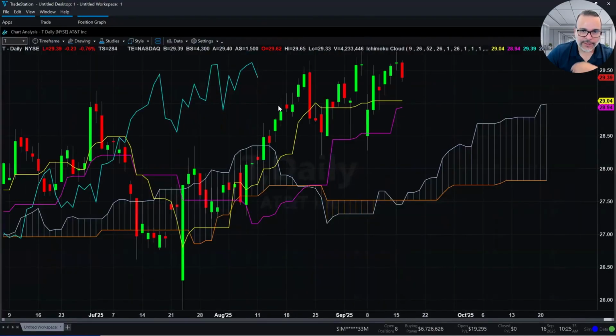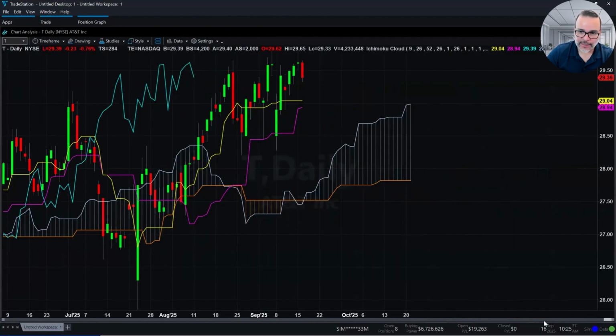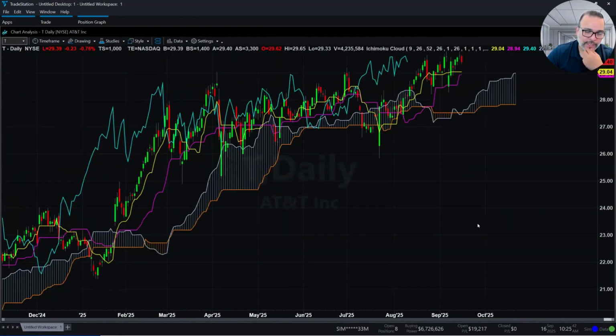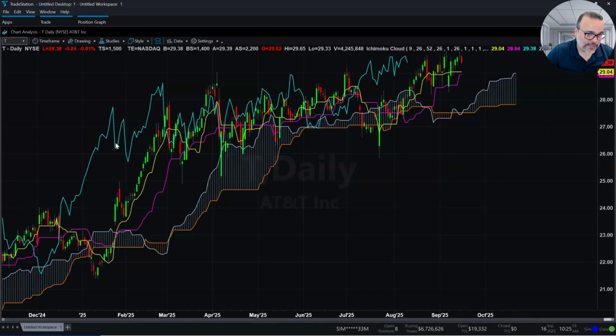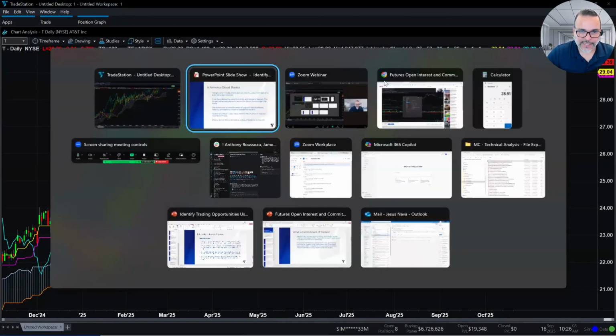Let me make this chart a little bit bigger so we can see more of the Ichimoku. All right. So the Chikou above the price bars is bullish. Whenever the Chikou line, which is this cyan line, is above the bars, it's bullish, and whenever the Chikou is below the bars, it's bearish. Remember that this Chikou is just whatever the prices are doing right now, but moved over to the left-hand side.